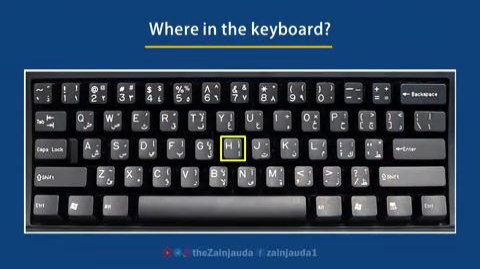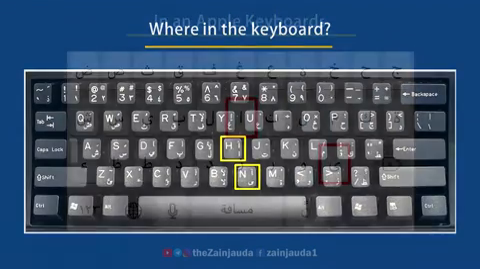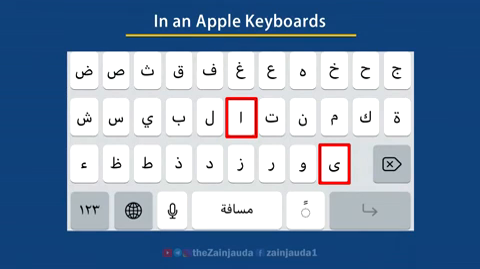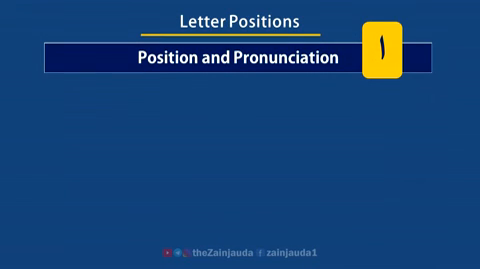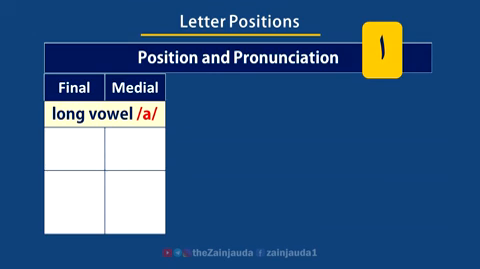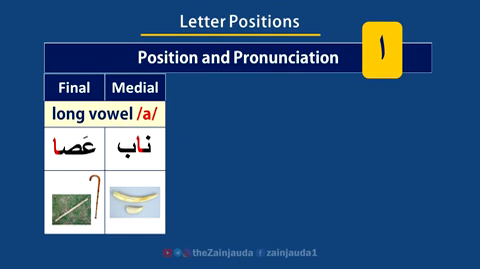In a keyboard, al-alif al-tawila is found with H and al-alif al-maqsura is found with N. In an Apple keypad, al-alif al-tawila is found in the second row and al-alif al-maqsura is found in the third one. This is also applied for an Android. As far as the pronunciation of alif, it has 3 pronunciations. When it comes in the middle and final positions, it is the long vowel we explained before and it is pronounced as a. Examples of it are nab, asa.